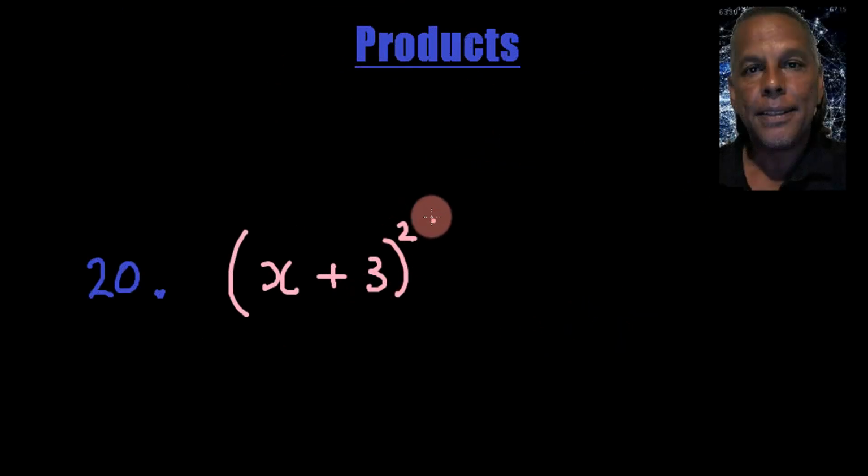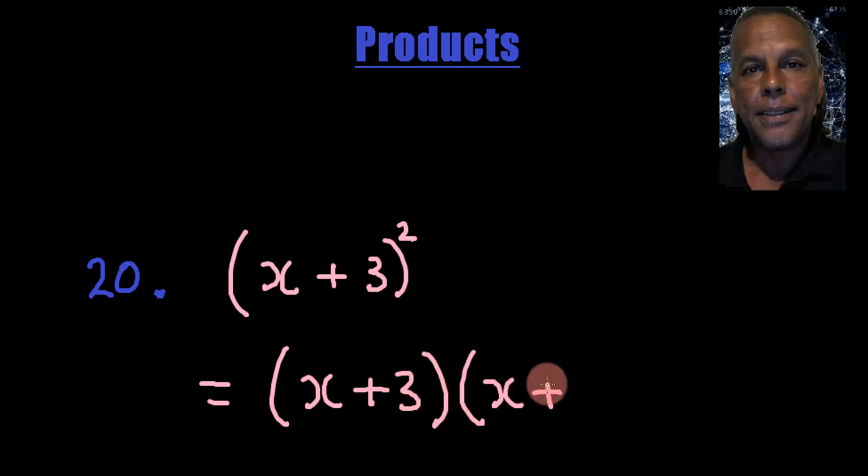So the square tells us that we are multiplying x plus 3 by itself. So we can write it as x plus 3 times x plus 3. And we can multiply out in the usual way. So using this pattern.